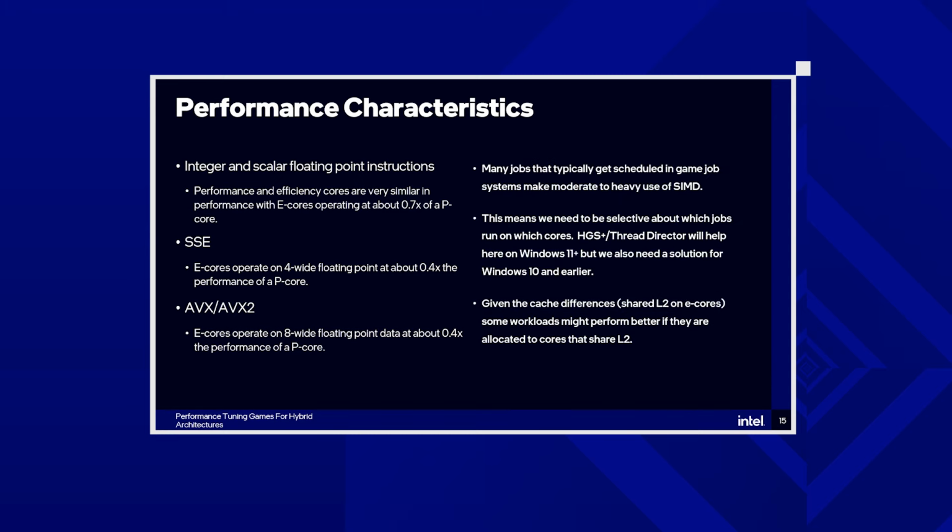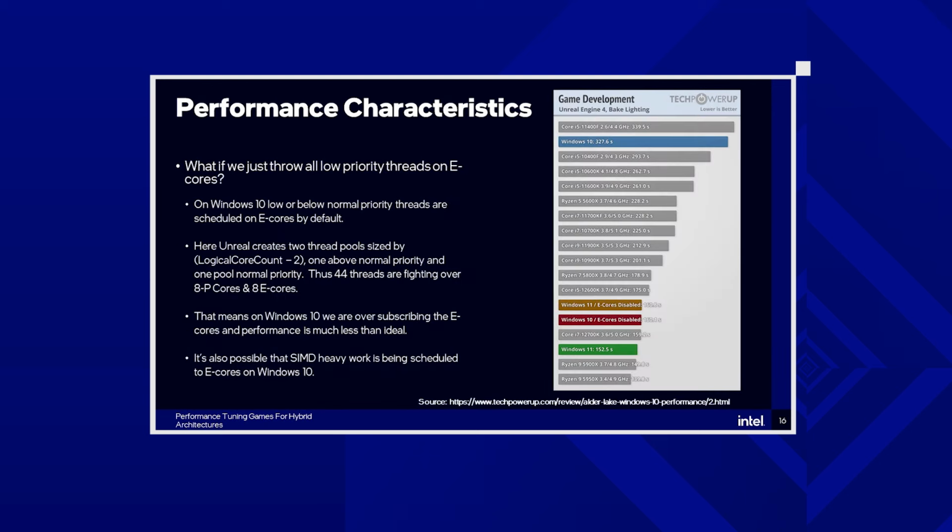So many jobs that typically get scheduled in a game job system make moderate to heavy use of SIMD. So this means we need to be selective about which jobs run on which core. Hardware-guided scheduling and Thread Director help here on Windows 11. We also need a solution for Windows 10 and earlier. And given the cache differences, the shared L2 on E-cores, some workloads might even perform a bit better if they're allocated to cores that share L2.